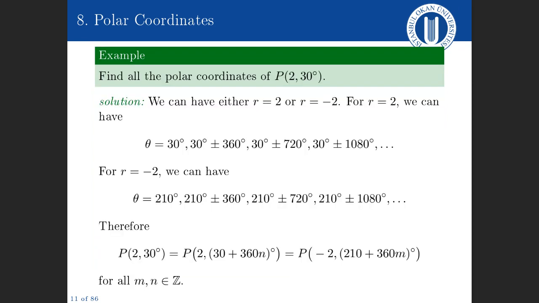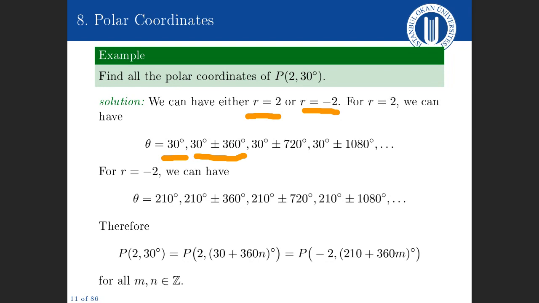For example, find all of the polar coordinates of the point 2, 30 degrees. The first thing to say is that we have a choice of two distances. We could either have the distance r equal to 2 or the distance r equal to -2. First, let's look at r equal to 2. We've seen that the angle is 30 degrees, or we could add on 360 to get 390. We could have 30 plus 360 degrees. Or we could subtract 360 degrees to get minus 330 degrees. We've done that already as well.